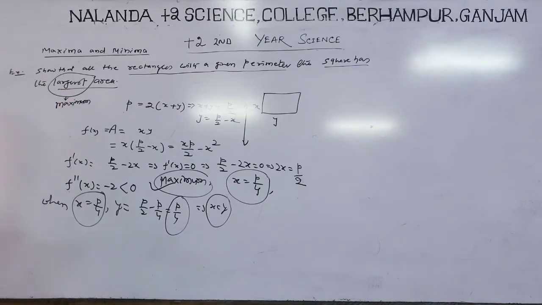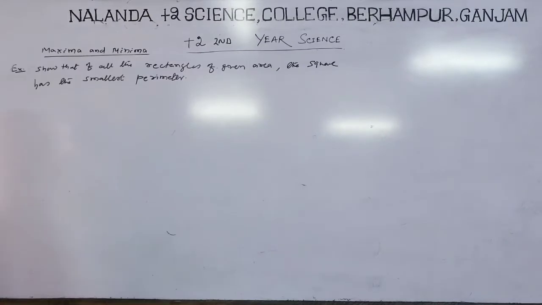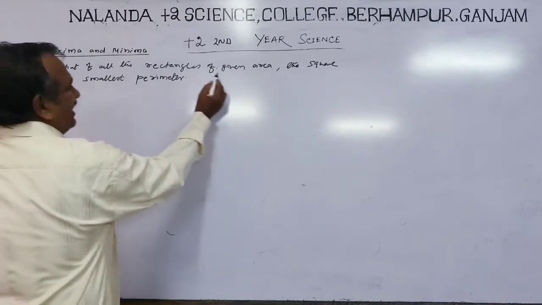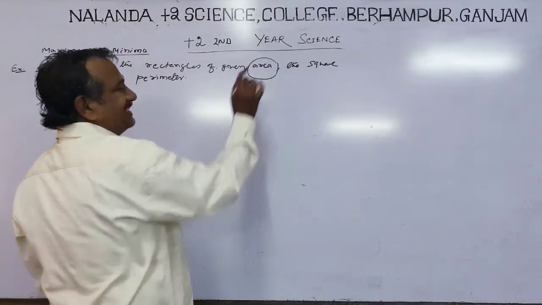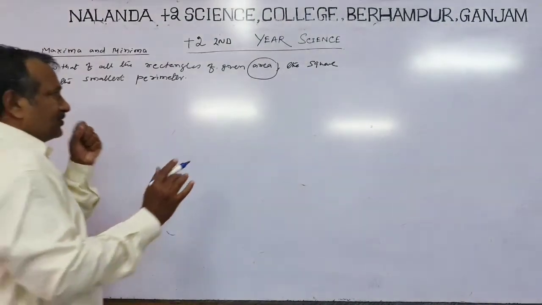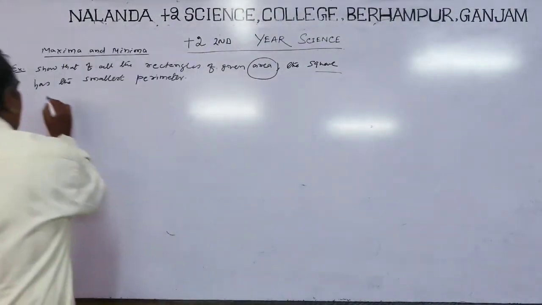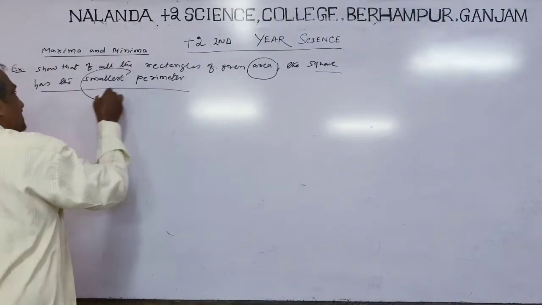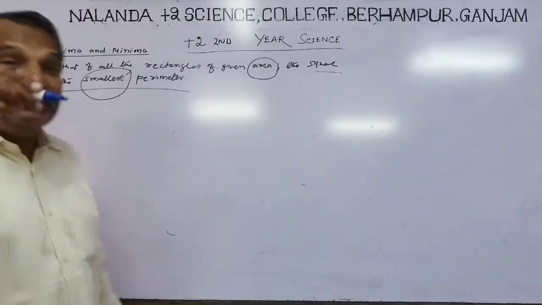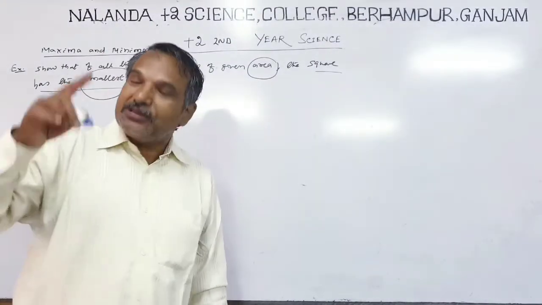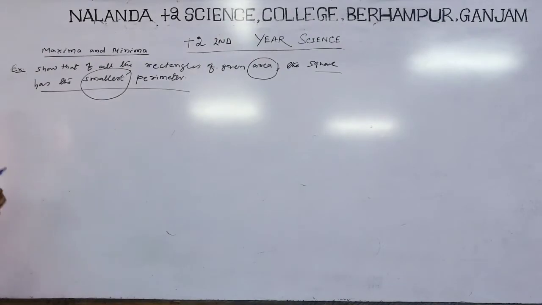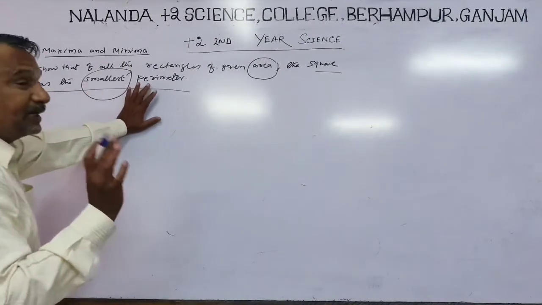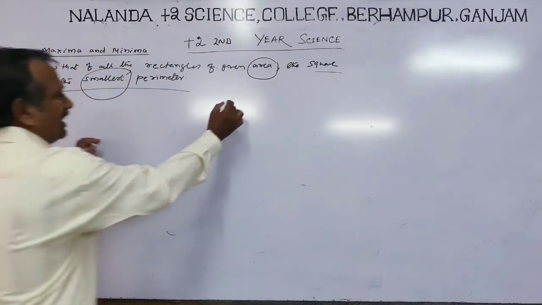Okay. Now the next one is the reverse of the last example. Here, among all the rectangles of a given area, sorry, the square has the smallest, meaning minimum, perimeter. Smallest means minimum, largest means maximum. So smallest is minimum; the perimeter is the minimum. Okay, the area, same logic.